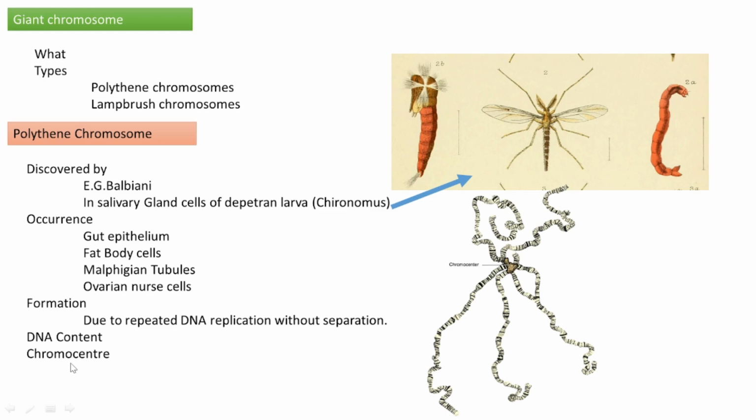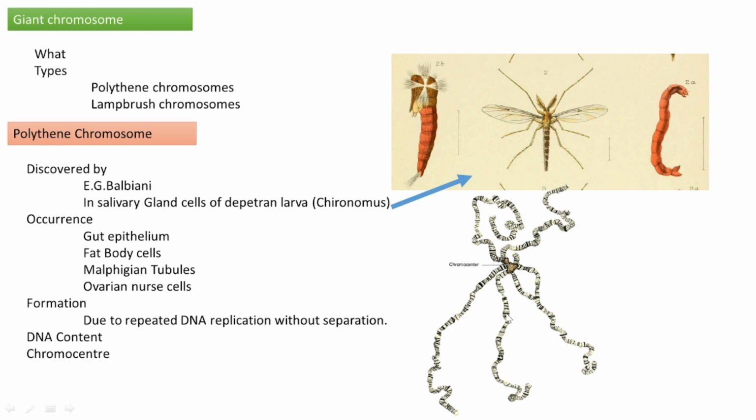Then another term, chromocenter. What is chromocenter? Here is the centromere of the polythene chromosome, and around that centromere is an aggregate of heterochromatic DNA. Heterochromatic DNA, we know what that is. It's a highly condensed DNA portion. So that highly condensed DNA portion, that heterochromatic portion seen near the centromere, is called the chromocenter. Is it clear? What is chromocenter? Okay. Then from that chromocenter, the arms of the polythene chromosome emanate.